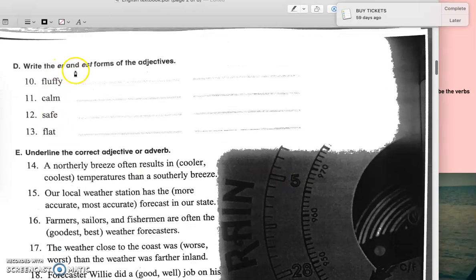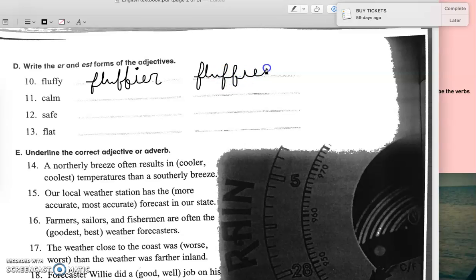Okay. D. Write the ER and EST forms of the adjectives. So this is the lesson that we did last week. If you need to review, feel free to watch the video again. Let's do fluffy. Fluffy would be fluffier. So change the Y to I. EST form, fluffiest. It's hard to write on this. Okay, and you can do the rest on your own for D.